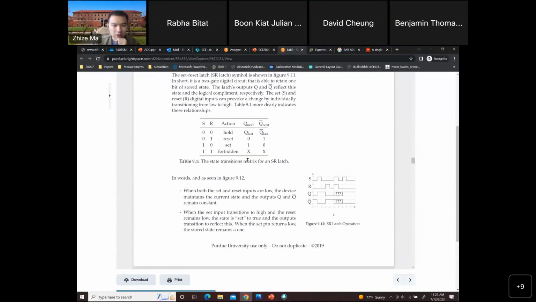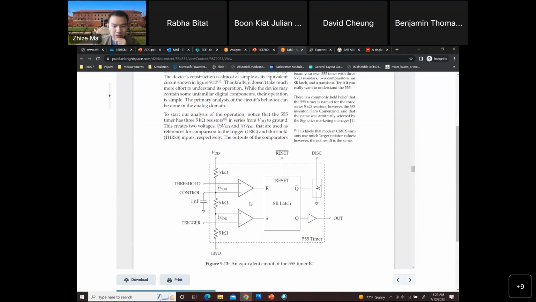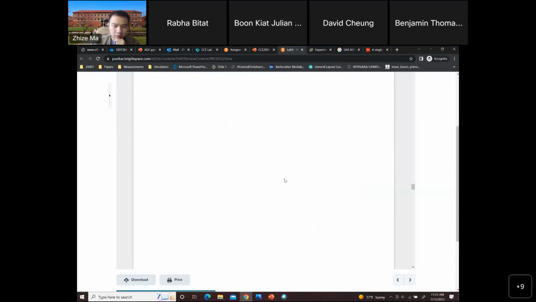Basically this is the circuit diagram of the timer chip. You should already have seen this since you should have done the pre-lab. Basically the input goes to two comparators and then to an SR latch. The SR latch is a very basic digital circuit. Then here is the output with a buffer.